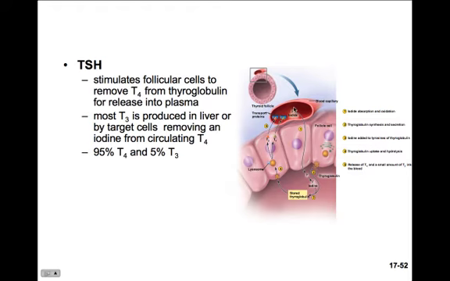Most of the T3 is produced in the liver or by the target cells that actually have receptors for it by removing one iodine from T4. 95% of our circulating thyroid hormone should be T4, and only about 5% is T3. However, T3 is the most active form, so we convert T4 to T3 at many of the target tissues.